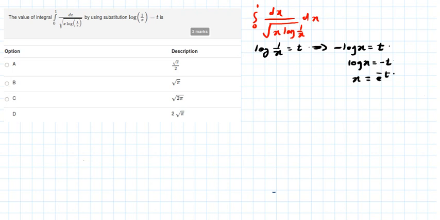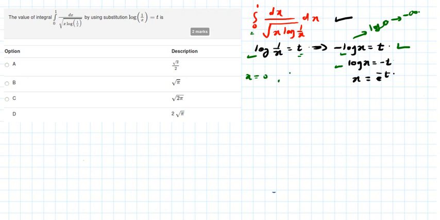Now this is a definite integral, so we need to check whether there is any change in the limits. First we see the value of t when x is 0. You can put x equal to 0 in either equation and you will get the same answer. If I put x equal to 0 here, that will be log of 0, and log 0 tends to minus infinity, so t will tend to infinity.